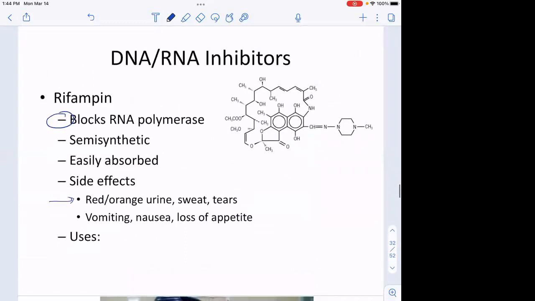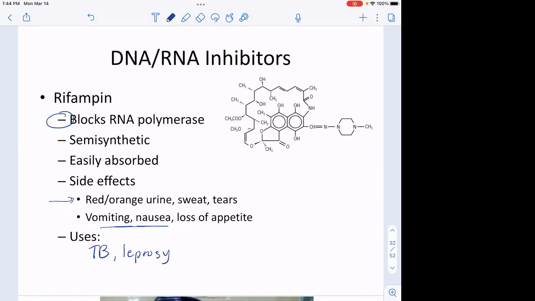And like with a lot of antibiotics, we get some nausea, some vomiting, some loss of appetite as a side effect there. Although rifampin can be used for a lot of different infections, we primarily use this. It's one of the first drugs that we use to treat tuberculosis and leprosy.